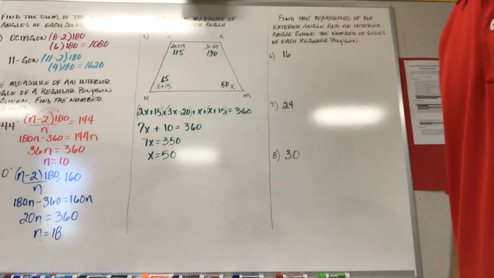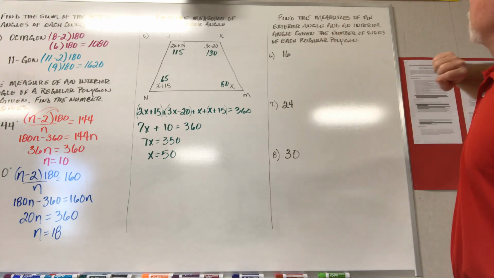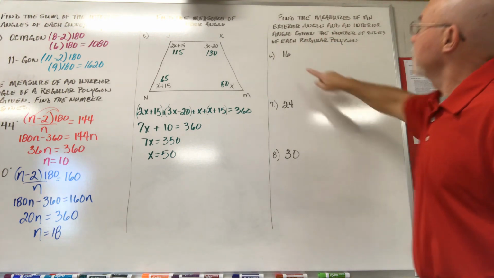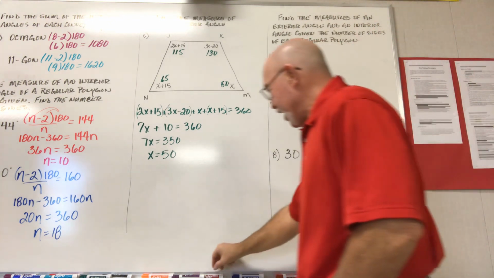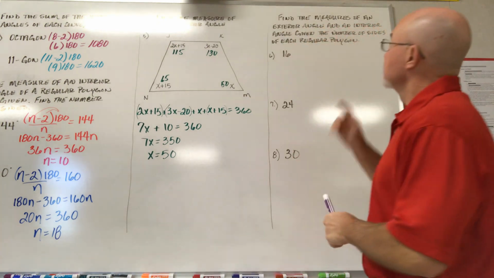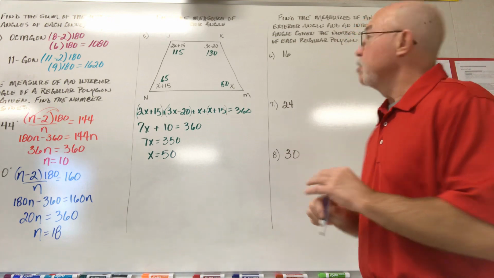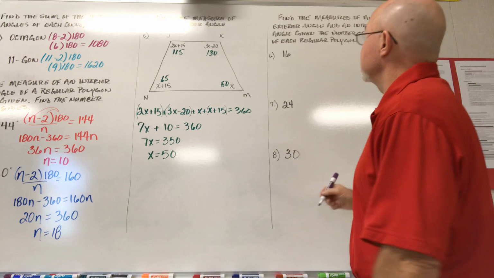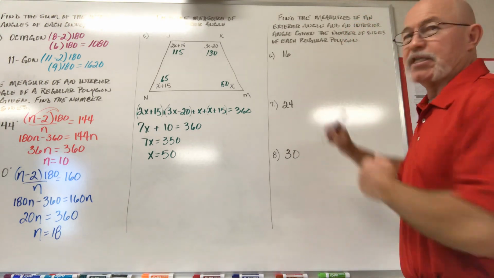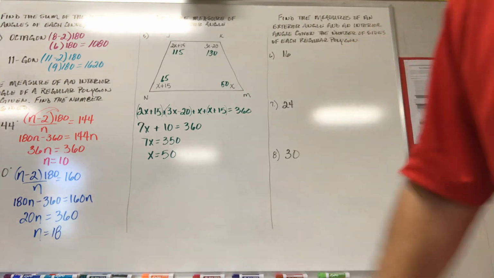Our last series of problems here. Find the measure of an exterior angle and an interior angle given the number of sides. We have a 16-sided figure. Let's do the easy one first. The measure of an exterior angle, 360 divided by 16. 360 divided by 24. 360 divided by 30. That's what we're dealing with.